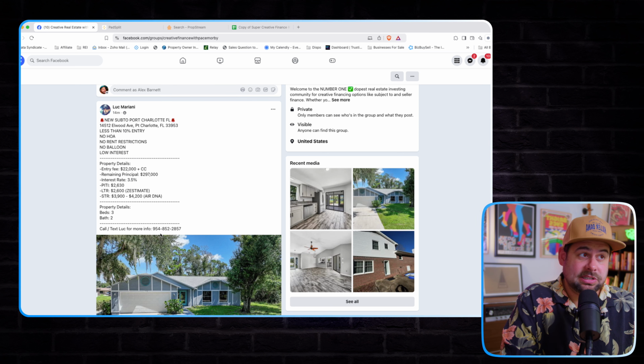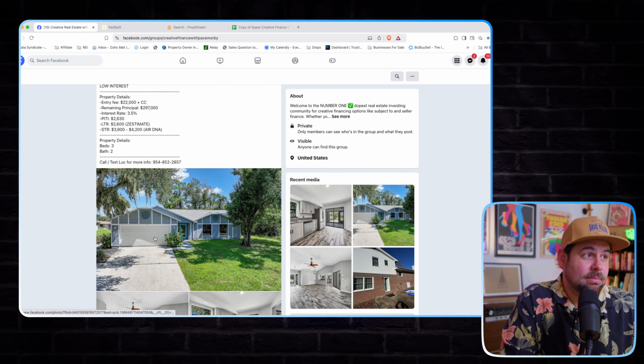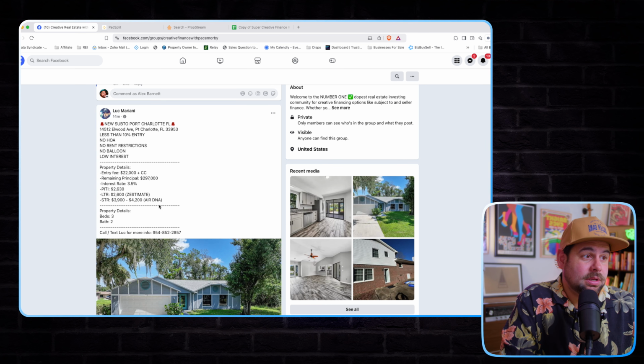So let's say you just live in Port Charlotte and you're looking for a house to buy. You can get into this relatively cheap, entry fee $22K. You're living in this house. Bada bing, bada boom. That is nice.